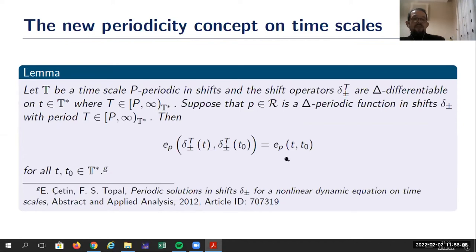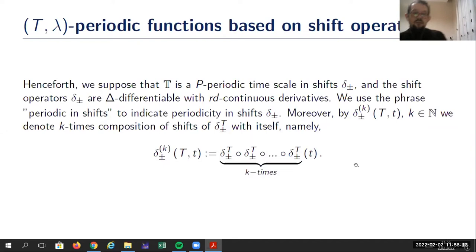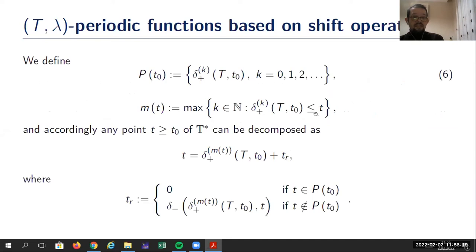Now I have to start what I have done. First of all, I'm using that notation for K times composition of shift operators. And the setup I mean is here, I have to define the set PT0. And also we use MT as the maximum of this set. We have the fixed initial point T0. By using forward shifts K times, we are trying to reach T, and this number is called MT.